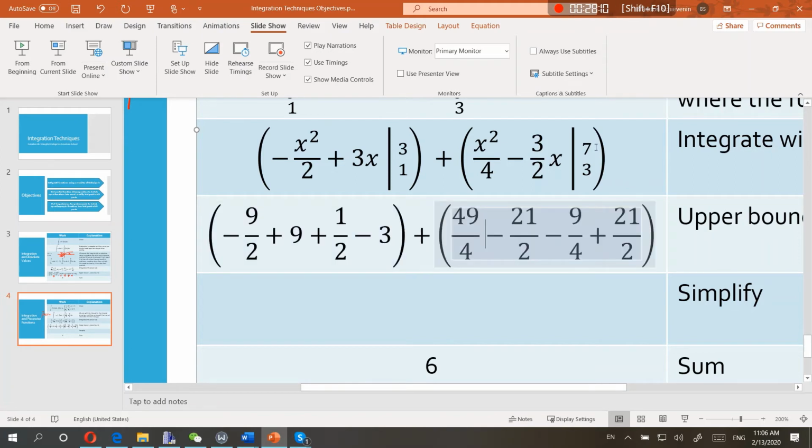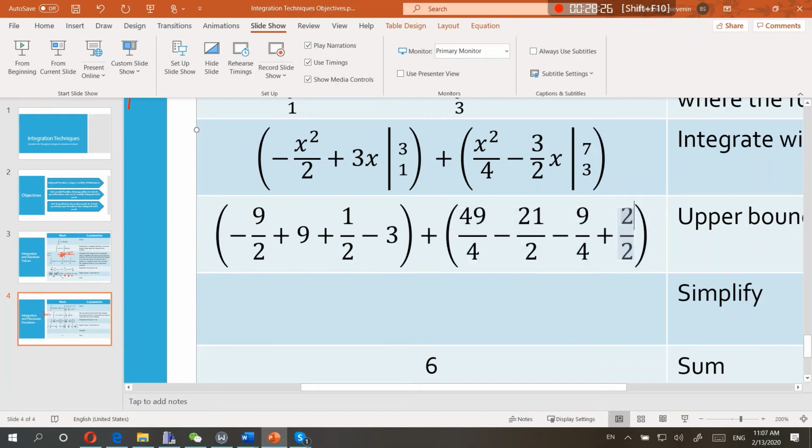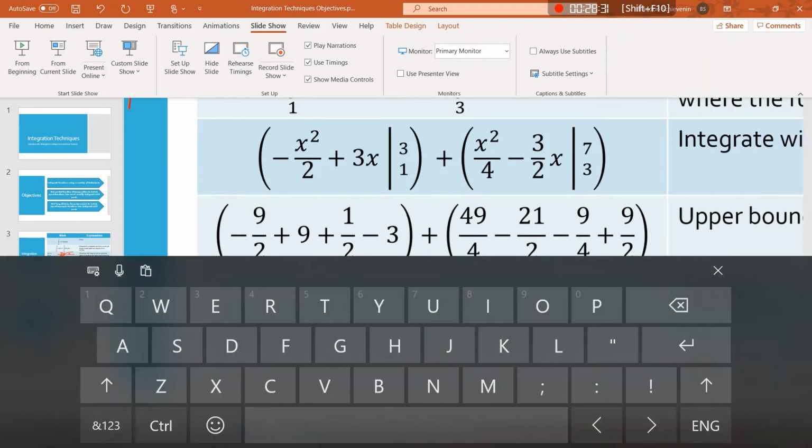Now check me on this side. So this is 7 squared is 49 over 4. Minus 3 times 7 is 21 over 2. Okay, minus, this would be 9 over 4 again. And then I'm subtracting a negative, so that would become positive 3 by 3. Should be 9 over 2. Yeah. Okay, cool. Then we need to add up.